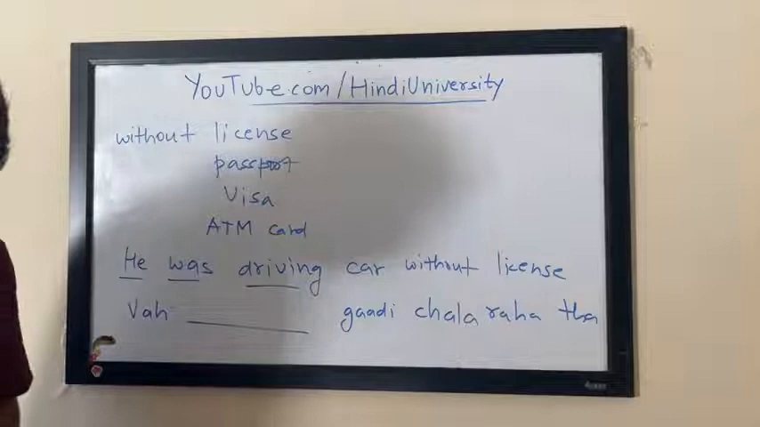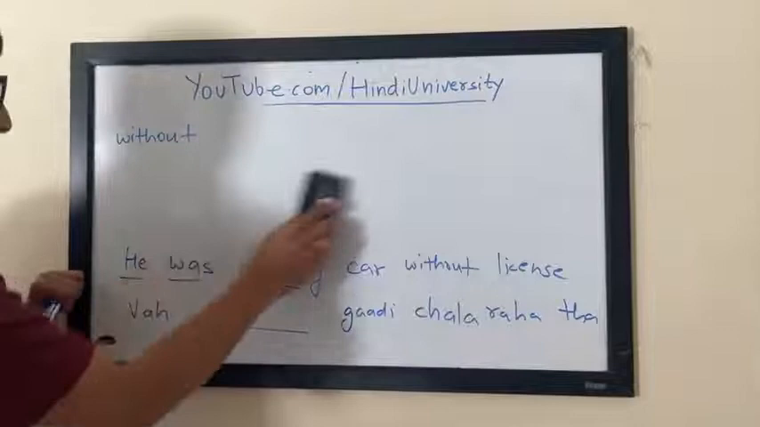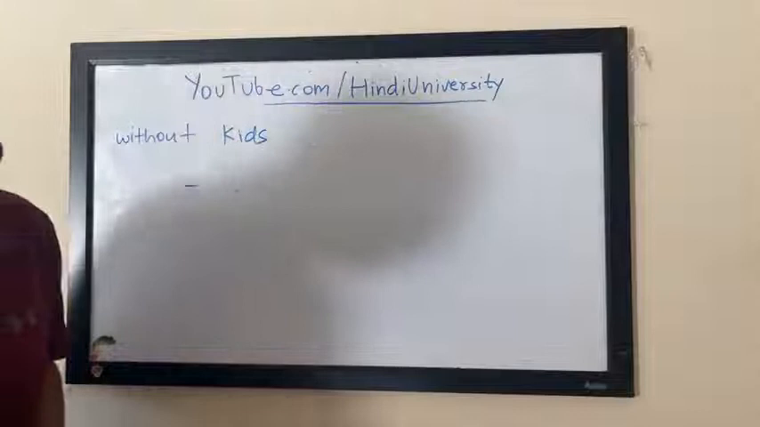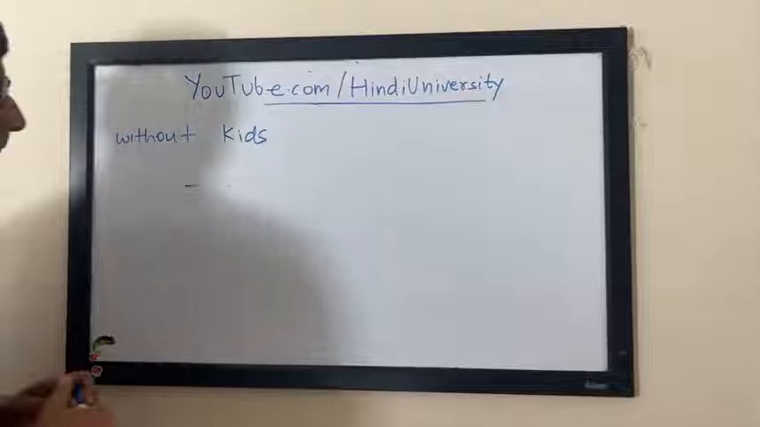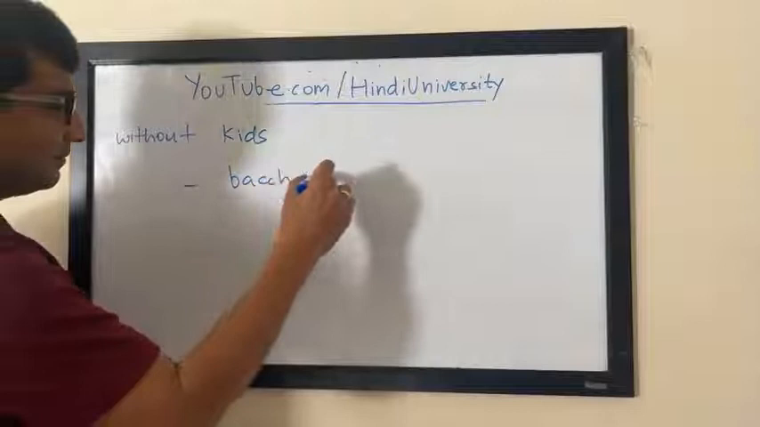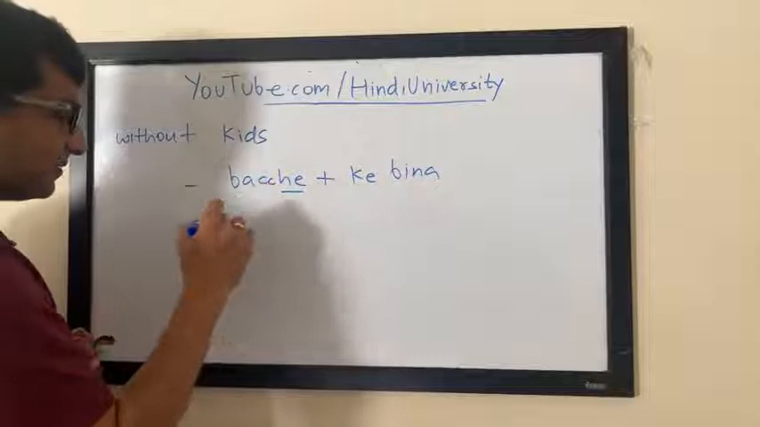So Usha Jain uses a little bit interesting one, advanced also, and so she says without kids, and she makes a sentence about it. Without kids. Okay, so who would like to try? Sumit, you wanna try this one? Without kids. Sure. So, kids is a bajay, but it's without, so it will become? Bacho. Very good. Bacho ke bina. Very good.